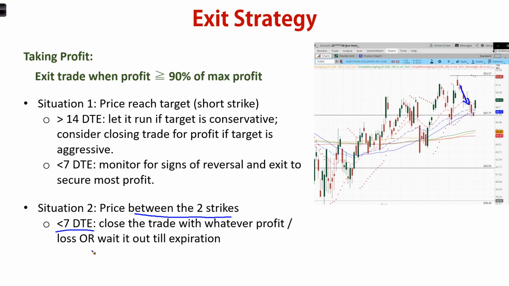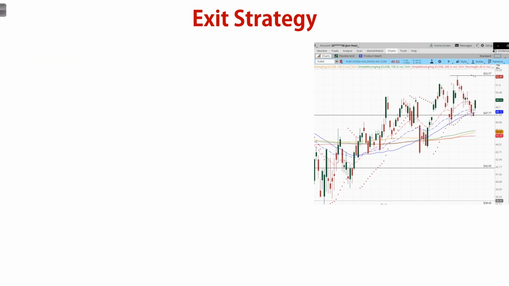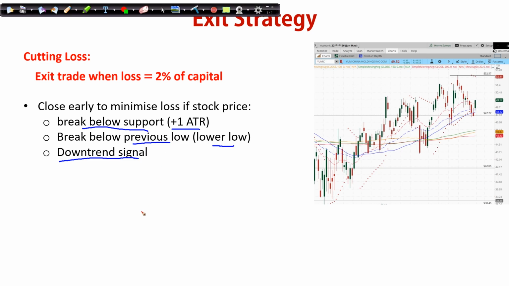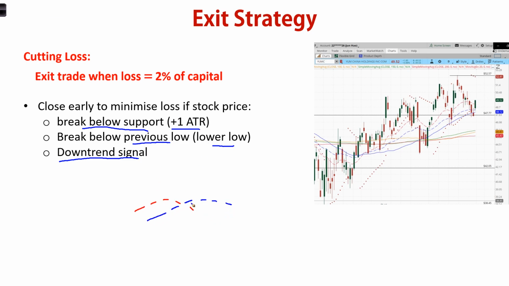What about the exit strategy for cutting loss? For this, you must exit when your loss has reached 2% of your capital. Alternatively, you may also choose to cut your loss and exit early if you see bearish price action, such as stock prices breaking below support and perhaps give a 1 ATR buffer range below the support. You can also choose to close it prematurely if stock prices break below the previous low and form a lower low, meaning to say that the stock is no longer in an uptrend. And lastly, you can also close the trade early for a loss if a downtrend signal starts to show. For example, the 20 EMA crosses below the 40 EMA. This would have been a signal for a short-term downtrend.